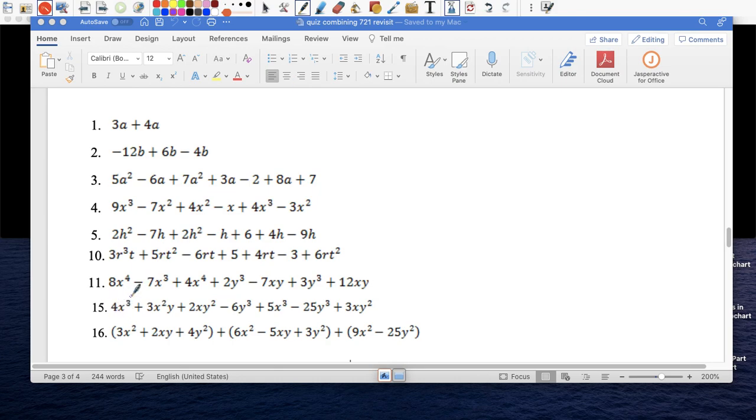Let's do 15. Let me circle 4x cubed. Is there anything that's cubed? Yeah, there is, look, 4x cubed. Actually, no. So 4x cubed does absolutely nothing. Y cubed, yeah, there's a y cubed here and another y cubed here. So negative 6 and negative 25 is negative 31y cubed. This one, x squared y. Is there anything that says x squared y? No. So plus 3x squared y.